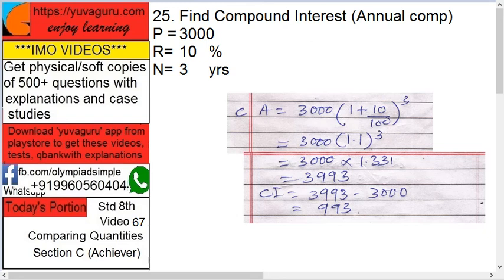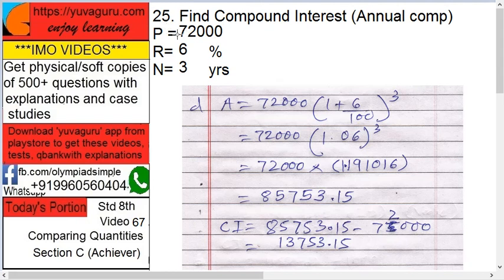Okay. Next. Similarly this last one. P equals 72,000, R equals 6, N equals 3 years. All are annual compounding. So A equals 72,000 into 1 plus 6 upon 100, the whole raised to 3. So it becomes 1.06 cube. Try it yourself. 1.191016, by Vedic maths. So 72,000 into this, again Vedic maths, 85753.15. So A is this. So compound interest is what? 85753.15 minus 72,000. That is 13753.15. That is the required answer.